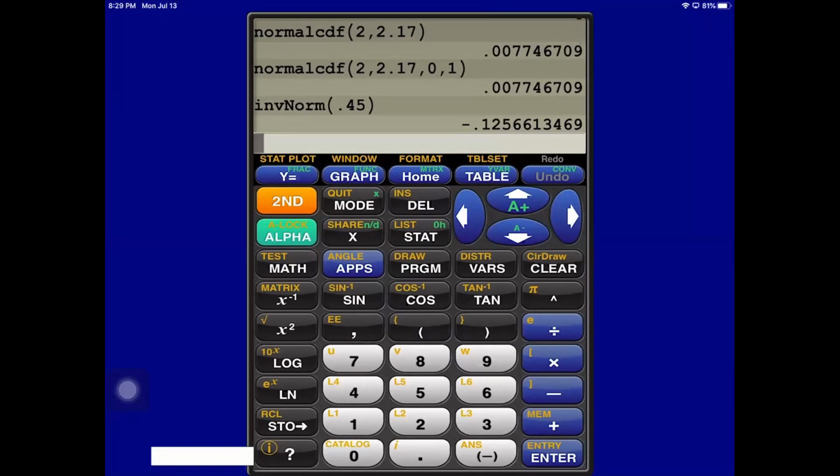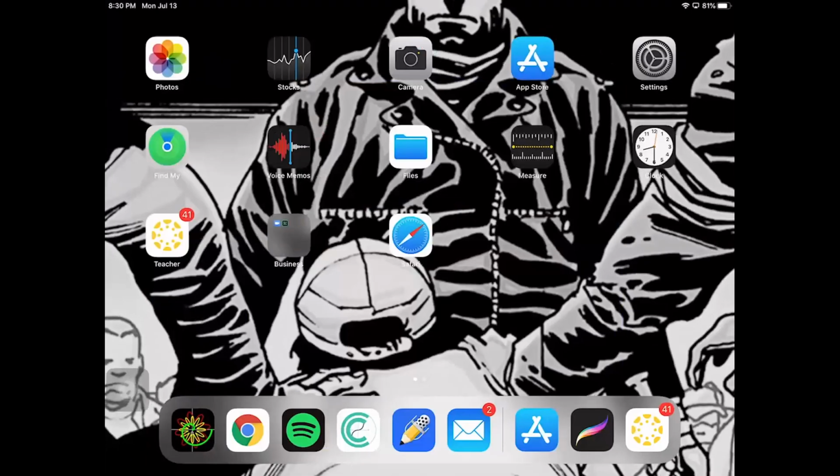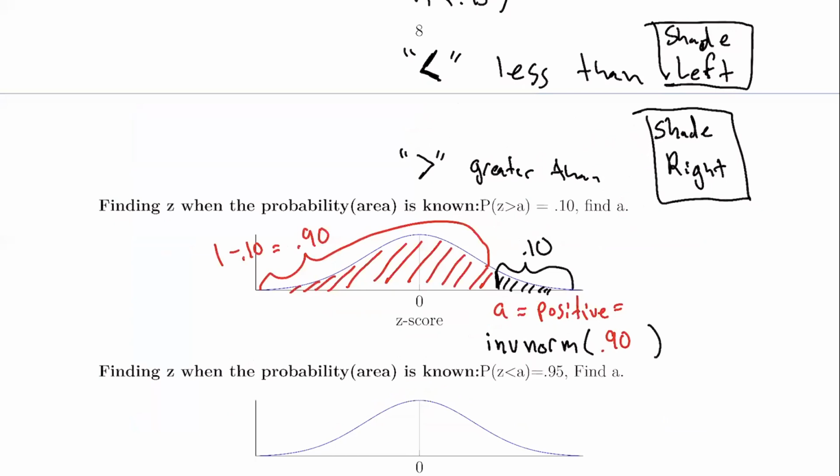All right, so you want to make this easier. You press second, enter, and then you put 0.90. If you look at it, I get 1.2816. So that's your answer. Your final answer should be A is equal to 1.2816. That's the Z value that breaks up the top 10% and the bottom 90%. Any question on how I got the answer?